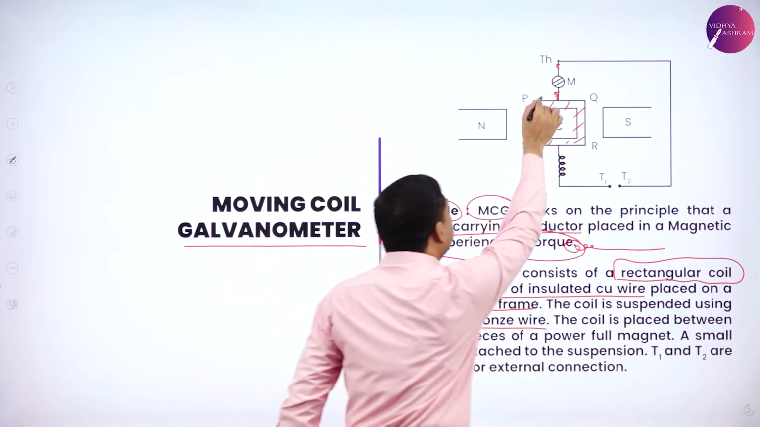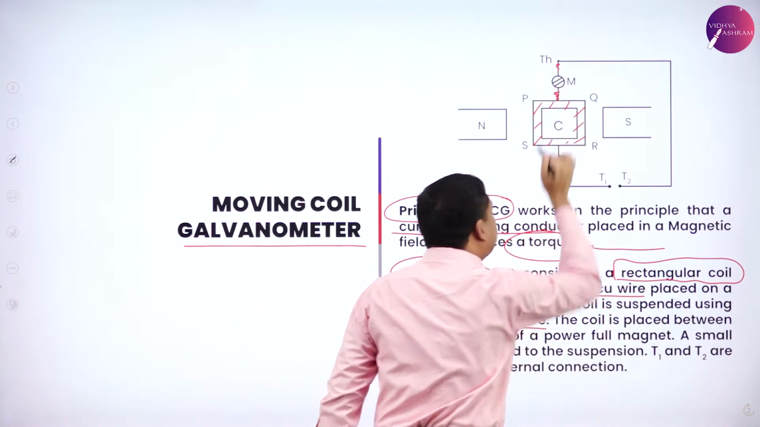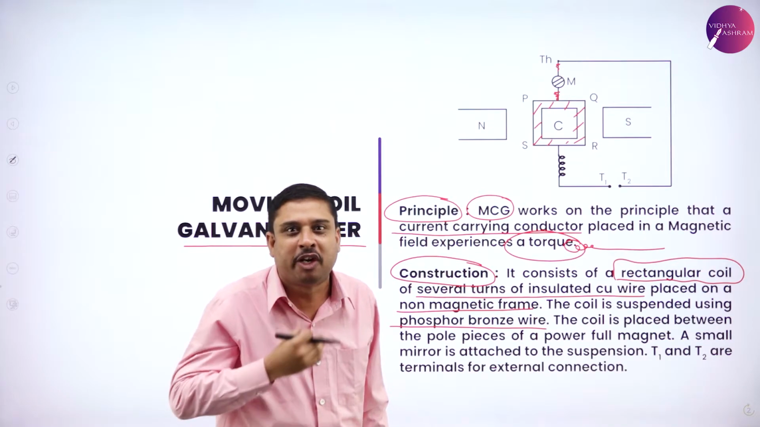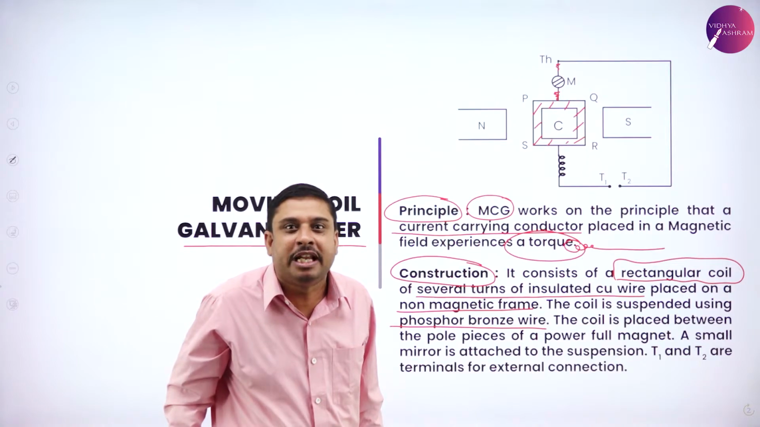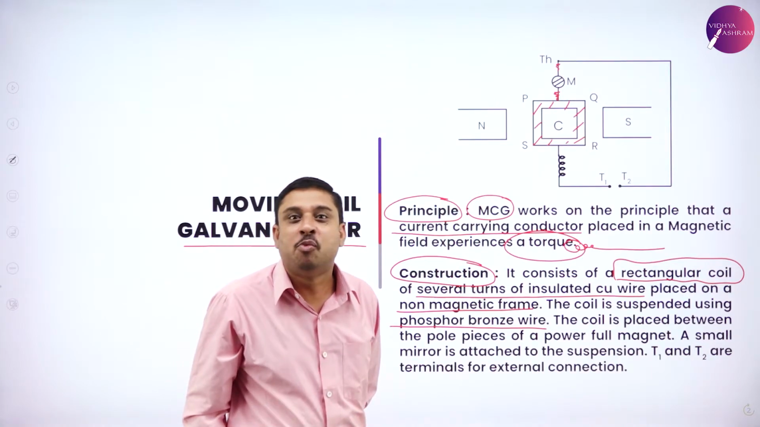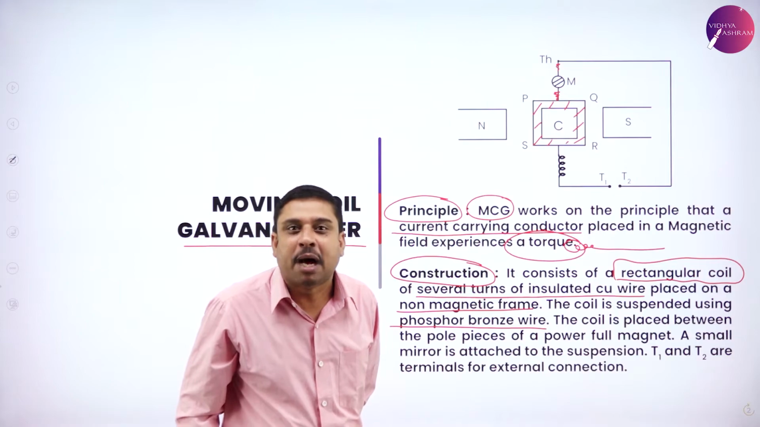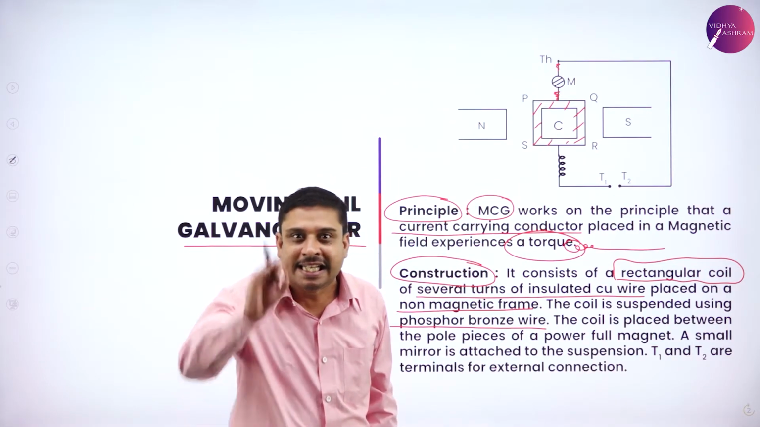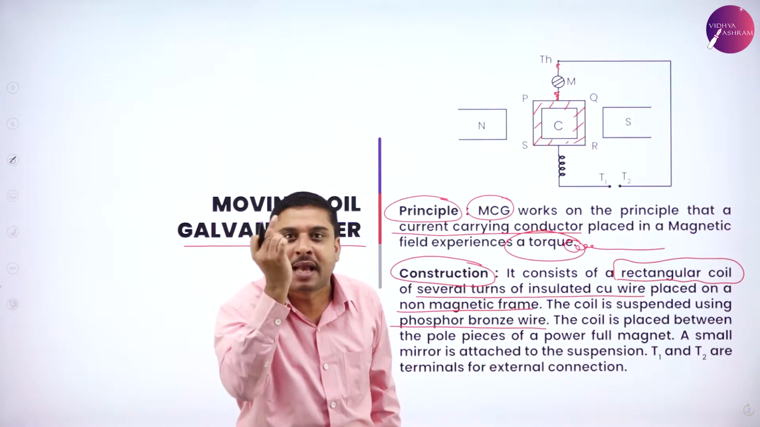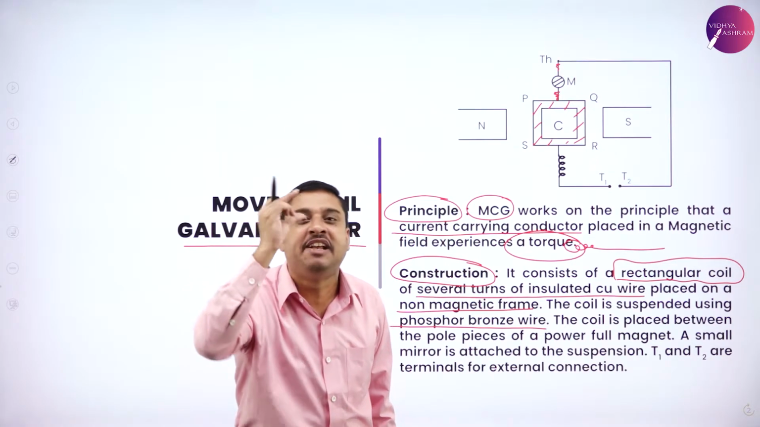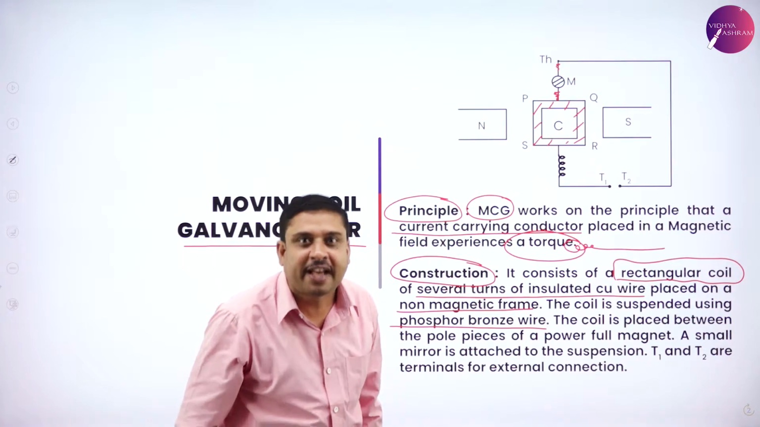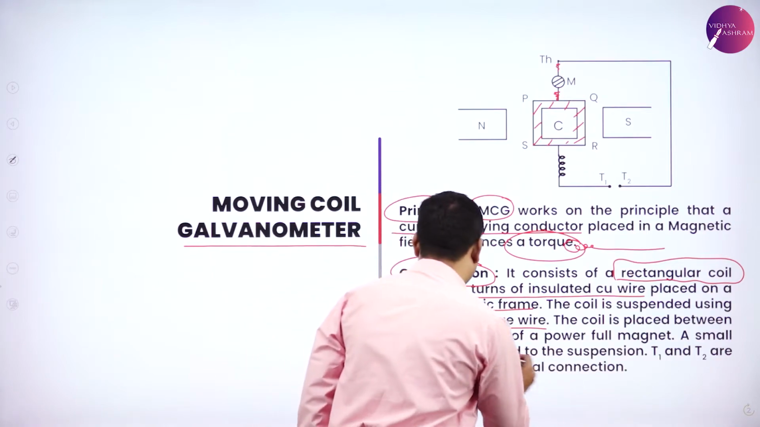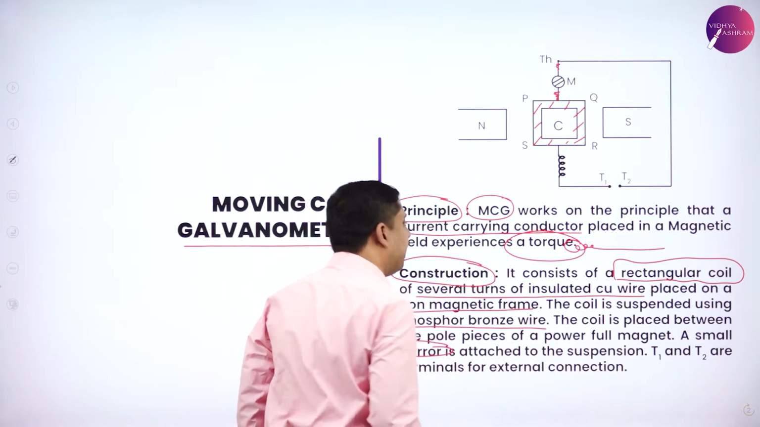A small mirror is attached to this coil, not to see our face, not to know how beautiful we are. Then what is the mirror doing? It is to measure and observe the deflections in the coil. It is suspended by a wire, so naturally it has to deflect. The deflection is measured and observed using a small mirror.